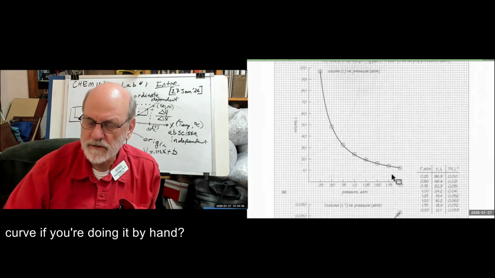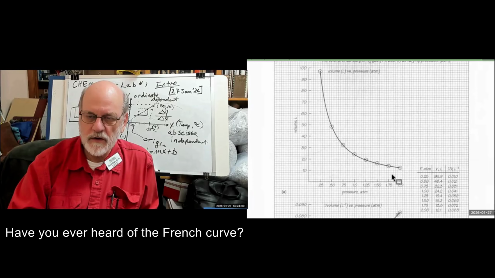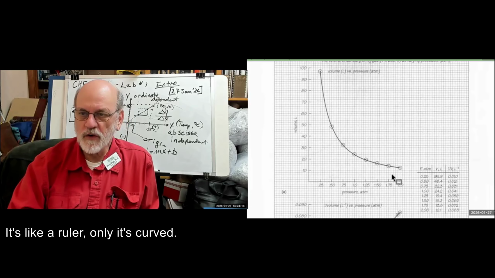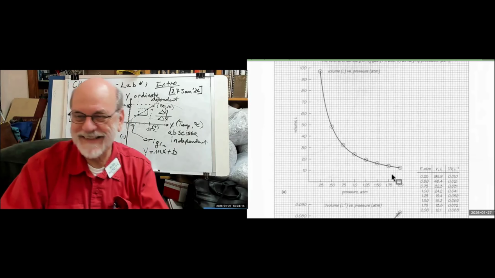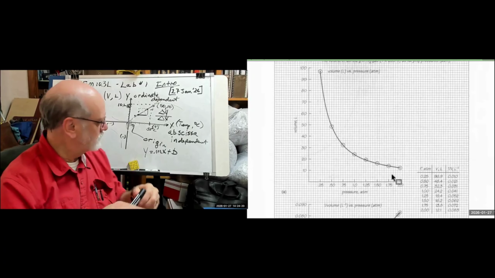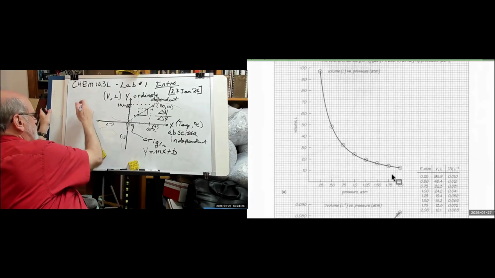Now, how do you do that with a curve if you're doing it by hand? There's a special device. Have you ever heard of the French curve? It's like a ruler, only it's curved. And it has a decreasing radius curve. So it'll look something like this.